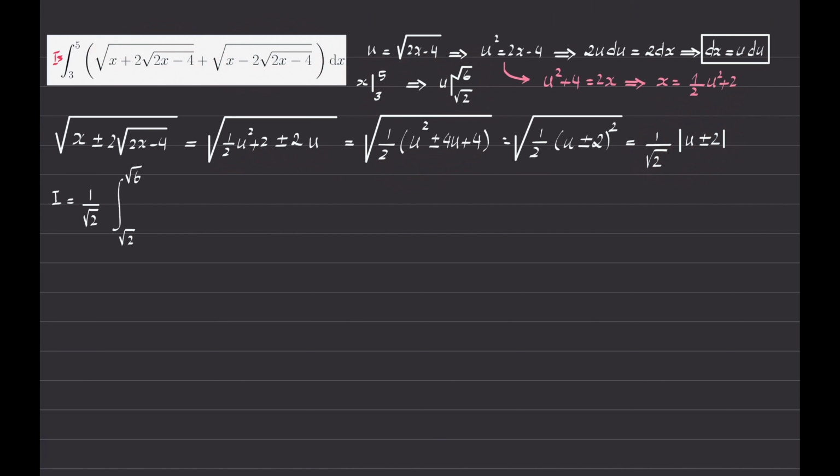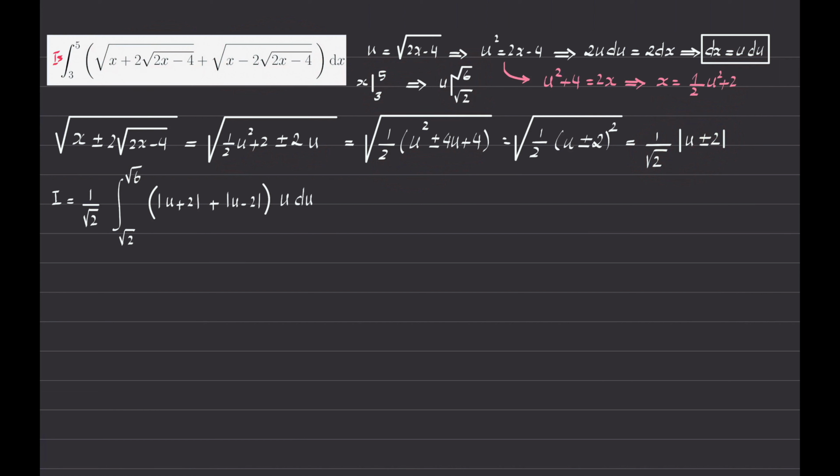The first one becomes absolute value of u plus 2. The next one becomes absolute value of u minus 2. Okay, but remember, at the end I have to multiply by dx, which I found it to be u du. So this becomes u du.